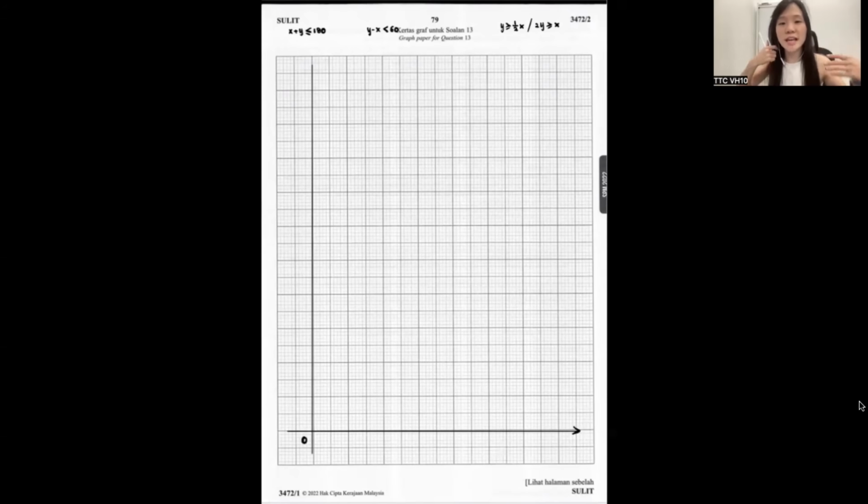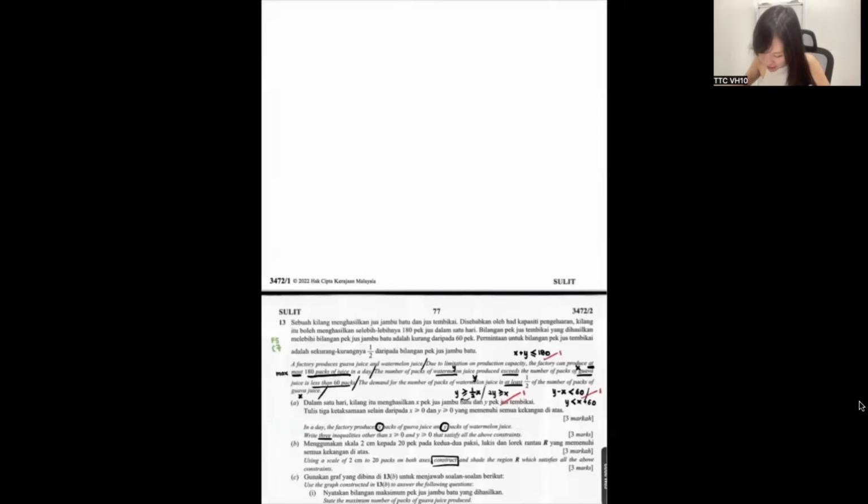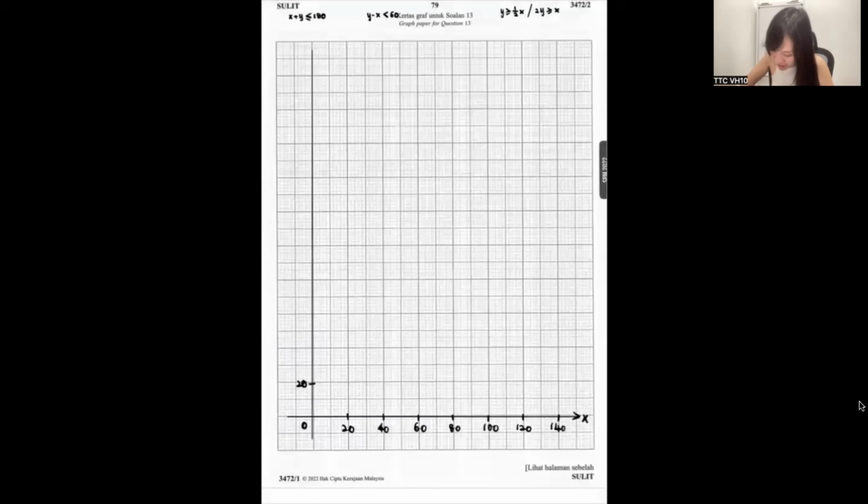Correct? They say every 2 cm is 20 packets. So every 2 cm, 20 packets. So here, isn't it 20? 40, 60, 80, 100, 120, 140. Okay, this is my x-axis. Okay, so here 20. Is it 20? I'm scared I'm wrong, my dear. I always remember things wrongly. This one 40, 60, 80, 100, 120, 140, 160, wow, lot, 180, 200. Y-axis. No need to have a title, okay?